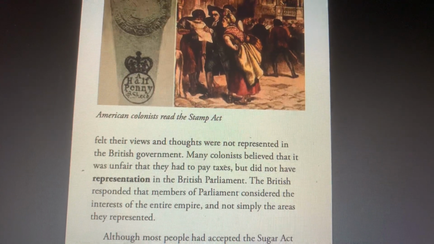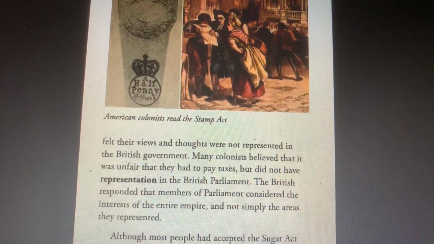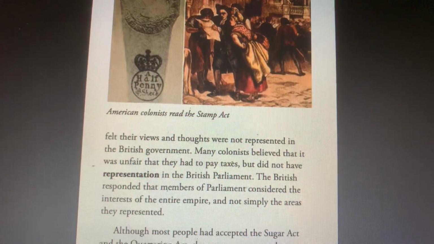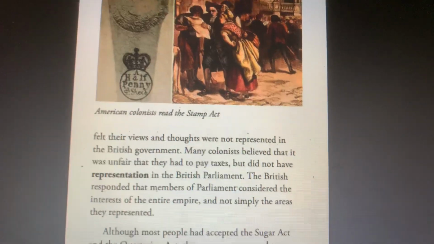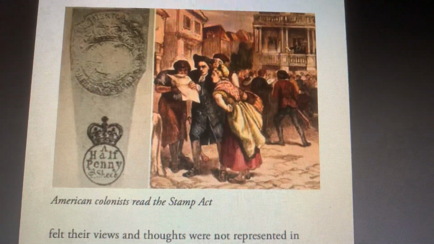Many colonists believed that it was unfair that they had to pay taxes, but did not have representation in the British Parliament. The British responded that members of Parliament considered the interests of the entire empire and not simply the areas that they represented. See here, this is American colonists reading the Stamp Act.